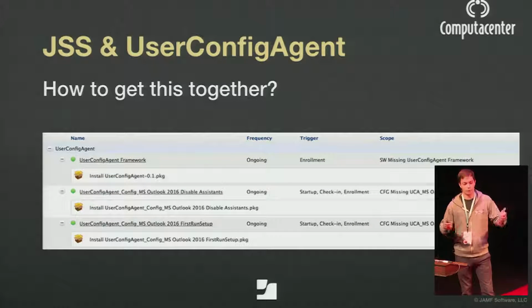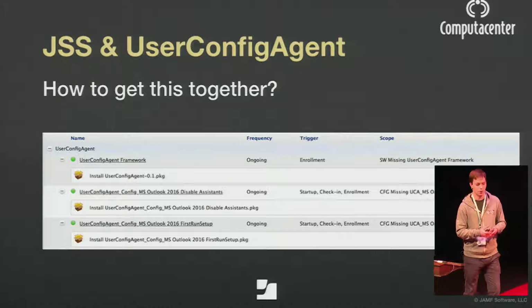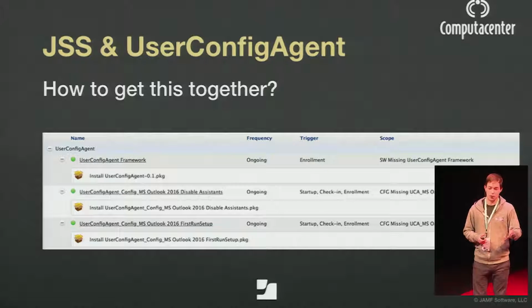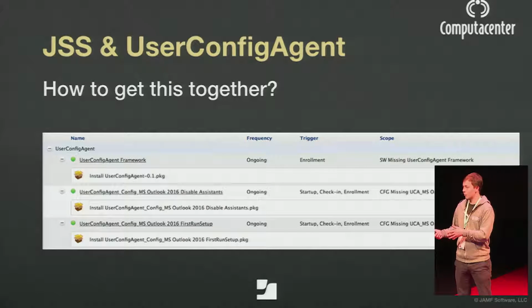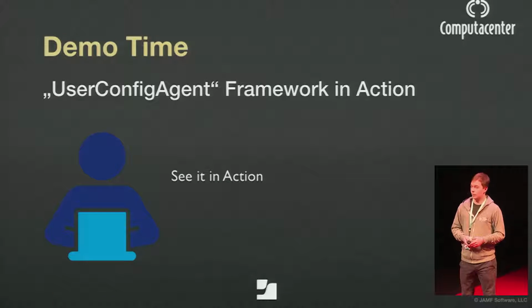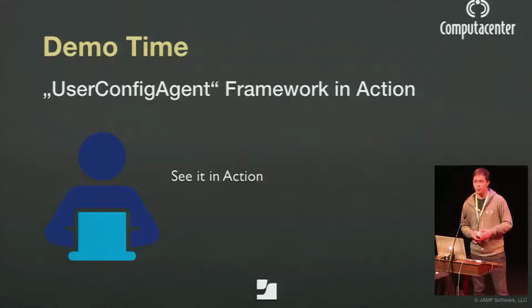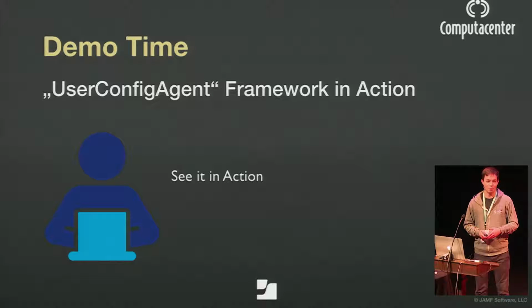Here, just to show you a small example of how I tested it in our environment. It's the user configuration framework. I said it's ongoing as long as you're in scope from the smart group. And then I deployed two configuration files. The first one is disable the Outlook setup assistant. And the second one is I want to configure Outlook when it started the first time. So let's go to a small demo, and it's a small video. So just relax and take a look at what we have done here.